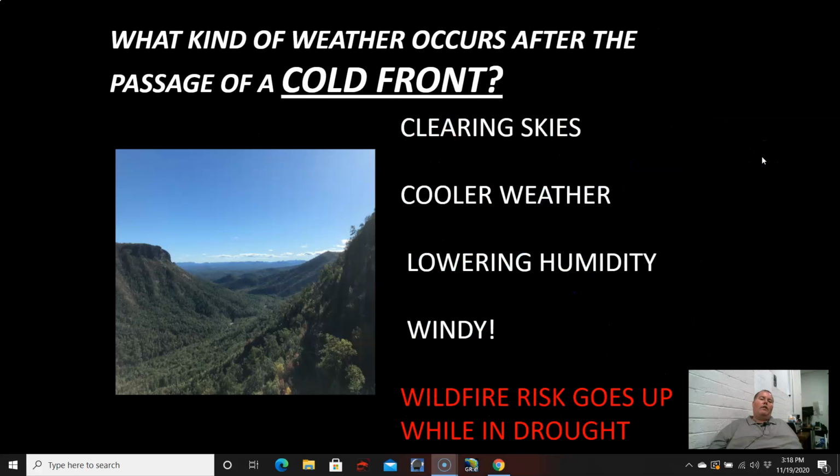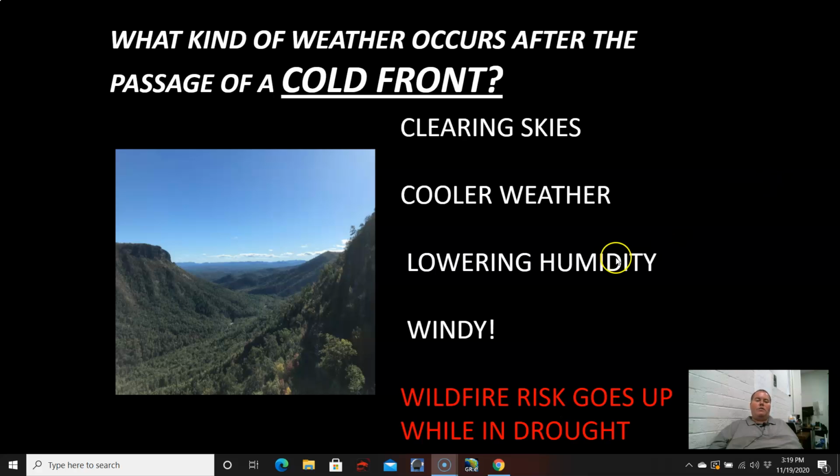So what kind of weather occurs after a cold front? A lot of things usually happen after a cold front. Number one, the sky is clear because the storms move out. Generally, your cold fronts bring in cooler weather and lowering humidity. Now, look here. We got windy for after cold fronts. You can have wind both ahead and behind cold fronts. So that is the one thing that can remain constant even before or after a cold front passage is windy.